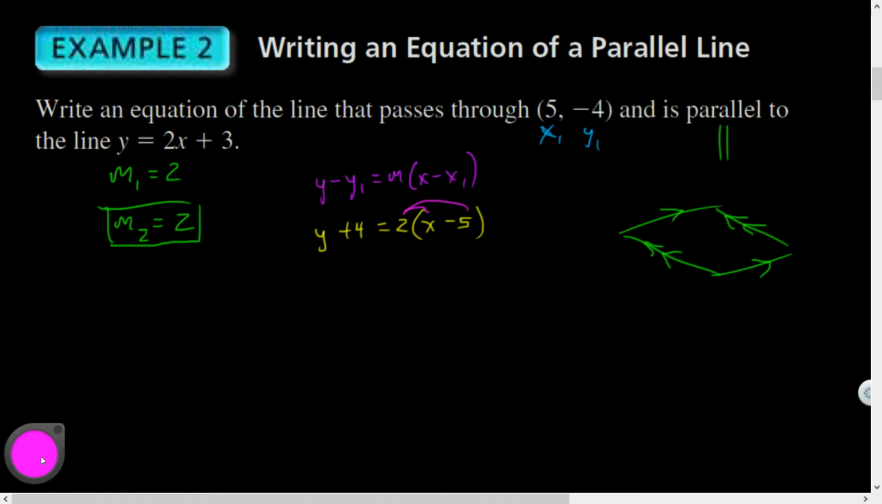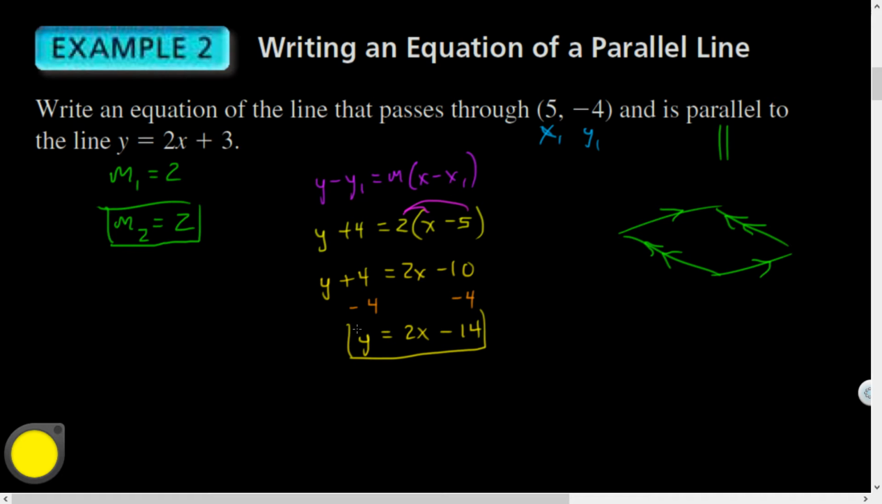So I'll do some distributing. And let's see. So I'll have y plus 4 equals 2x minus 10. And yeah, subtract 4 from both sides. Yeah, so I have to distribute. But one of the things with point slope form is that it's always the opposite of the point's coordinates. So 2x minus 14.